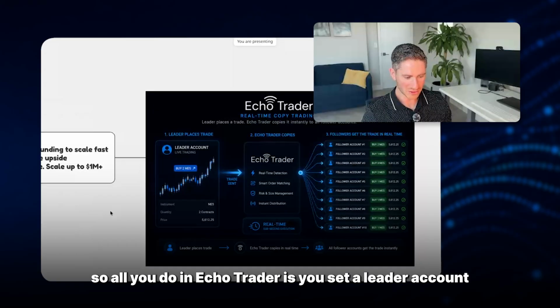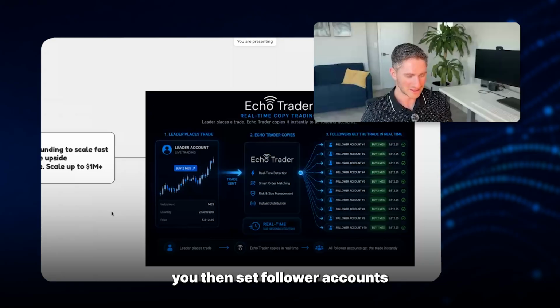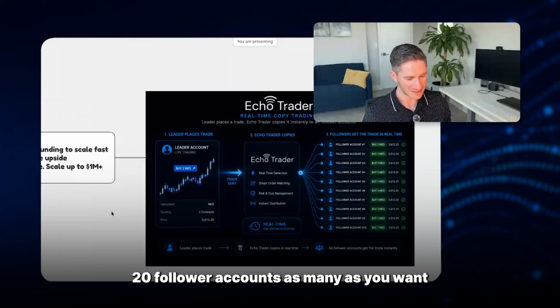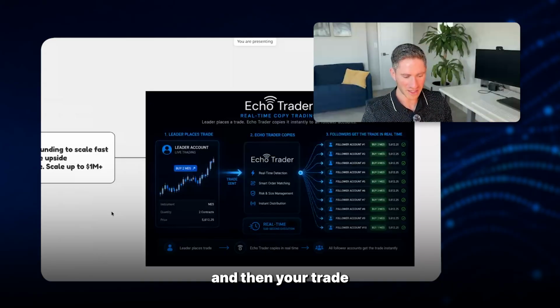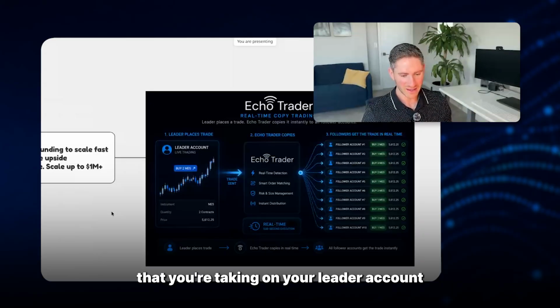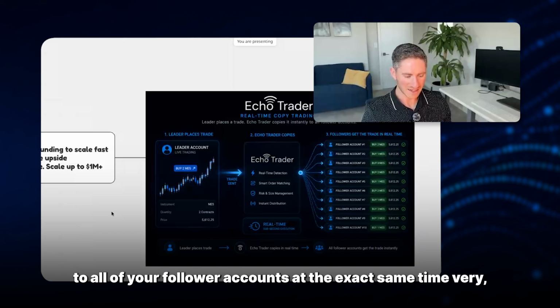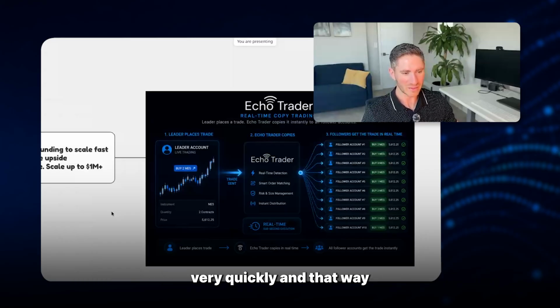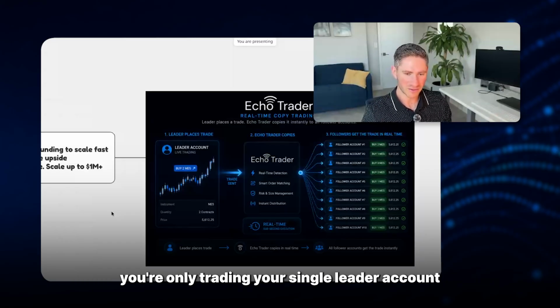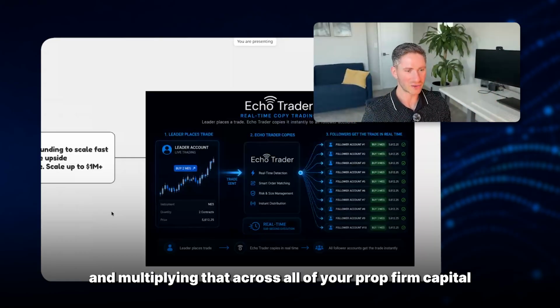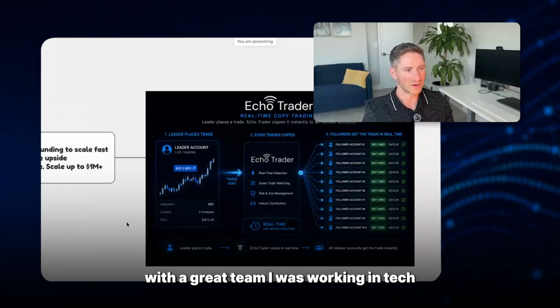So all you do in EchoTrader is you set a leader account, and on that leader account, you then set follower accounts. You can set 10 follower accounts, 20 follower accounts, as many as you want. And then the trade that you're taking on your leader account is propagated and copied to all of your follower accounts at the exact same time, very quickly. And that way, you're only trading your single leader account and multiplying that across all of your prop firm capital. And that's why I built EchoTrader in the first place with a great team.